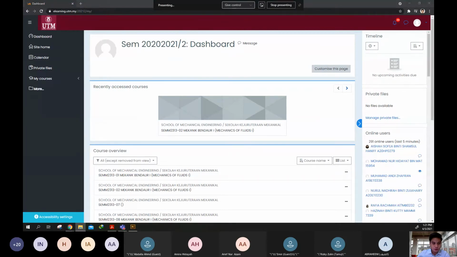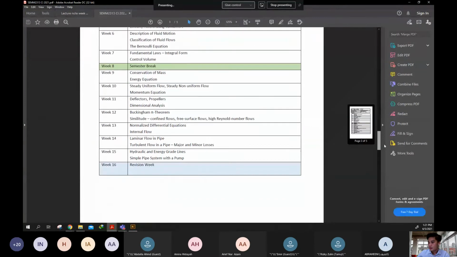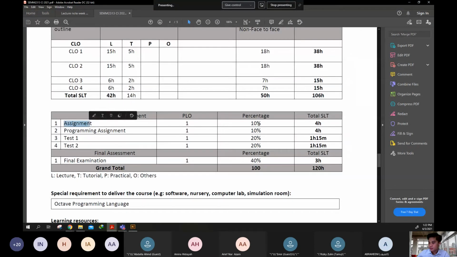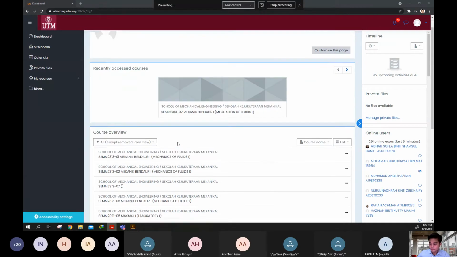When you go to your course information, you see here: assignment contributes 10%, programming assignment contributes 10%, Test 1 20%, Test 2 20%, and your final 40%. So this programming assignment will contribute 10% of your mark. Can you see the total allocation is only 4 hours? But I give you time to do it within 1 week, instead of 4 hours. It's very tight.